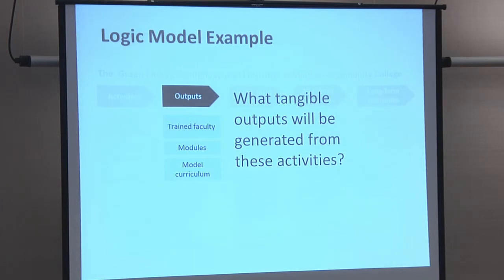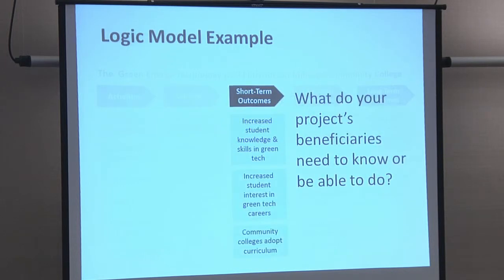It's useful to also include outputs in the model. These are tangible things that you are going to generate by your activities. So these are things that you can count and document, and that's, again, when we talked earlier about that lower hanging fruit, that you can count, like how many website hits you get, but you want to go for the further outcomes in the results of prior support if possible. But this is still good to document, don't not do it. So in this example, we have trained faculty, modules, and a model curriculum.